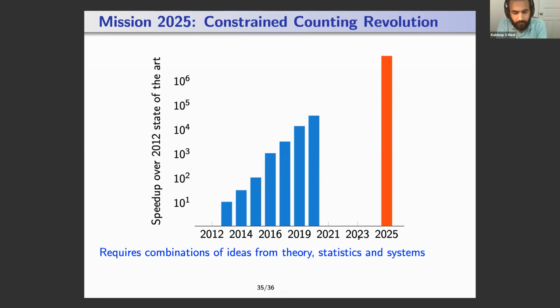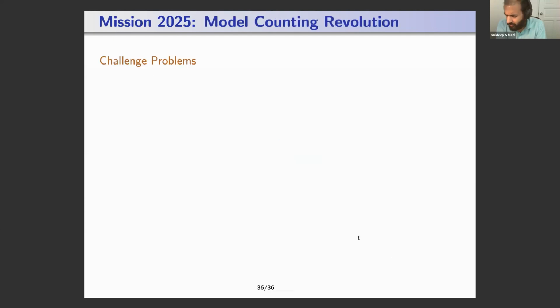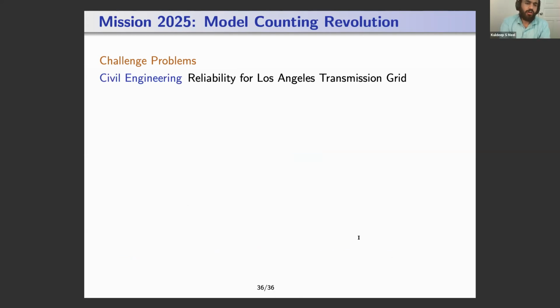And my research group is working very hard to try to achieve that. And we need a lot more people. And also with people, we need ideas. So where are these ideas going to come from? These ideas are going to sit at the intersection of theory, statistics, and systems. I'll sketch out a little bit. And what I will end with is, to make any revolution, you need challenge problems. So what are these challenge problems?